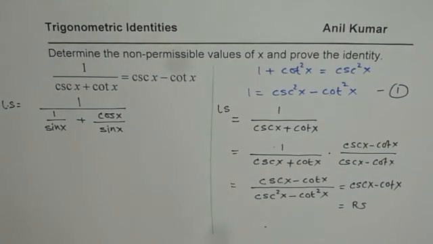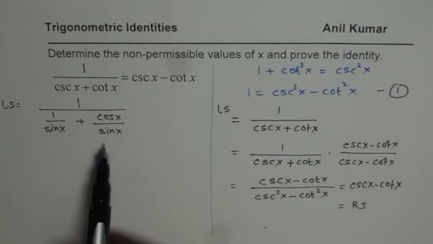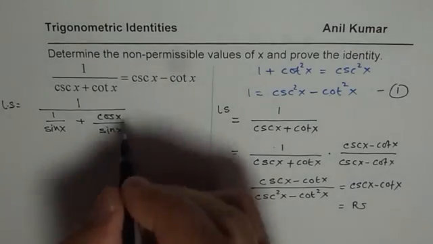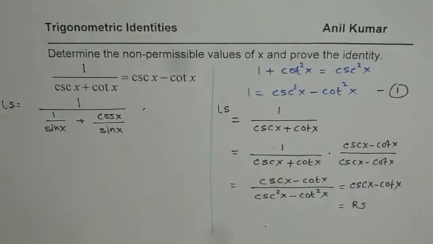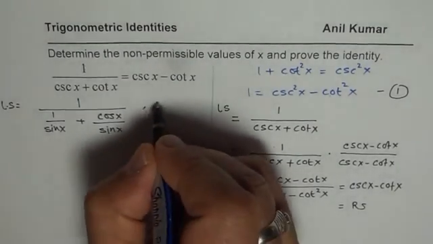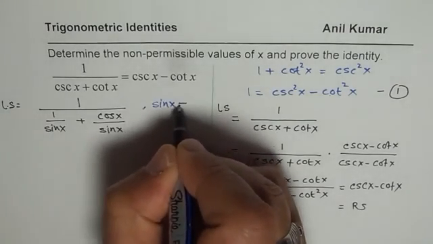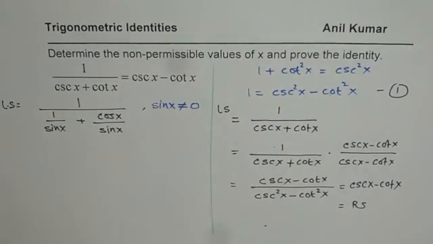Now that gives you restrictions. The restrictions are that sine x is not equal to 0, right? So it's in the denominator, it cannot be 0. So one of the restrictions which we see straight away is sine x is not equal to 0. So we'll write for those later, okay?